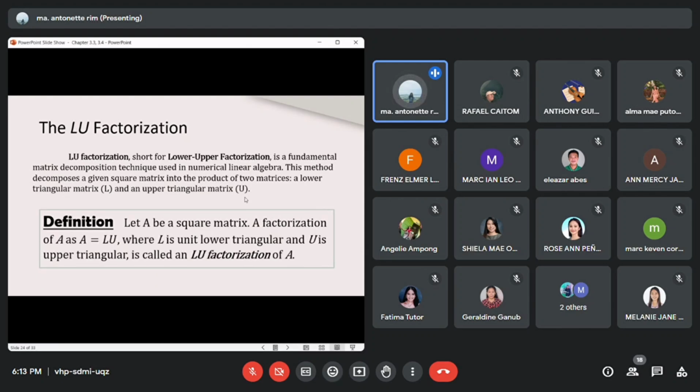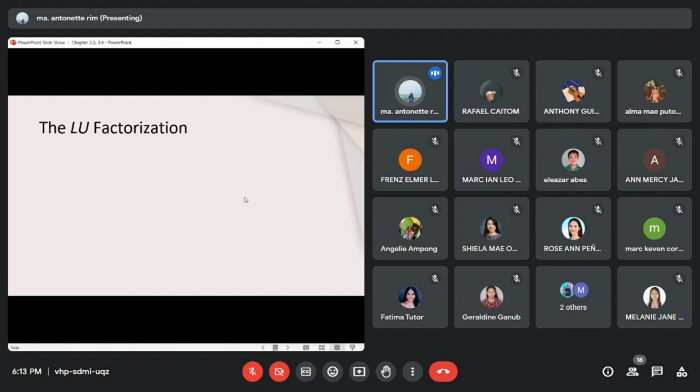Okay, so definition. So let A be a square matrix. So a factorization of A as A equals LU, where L is unit lower triangular, and U is upper triangular, is called an LU factorization of A.